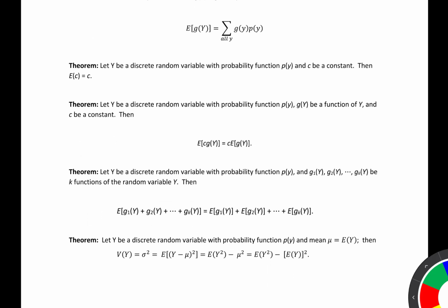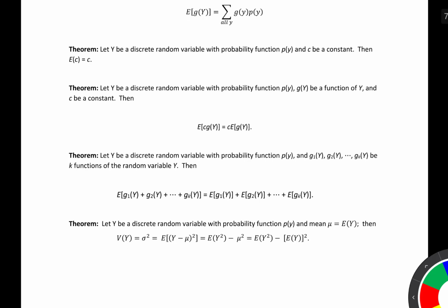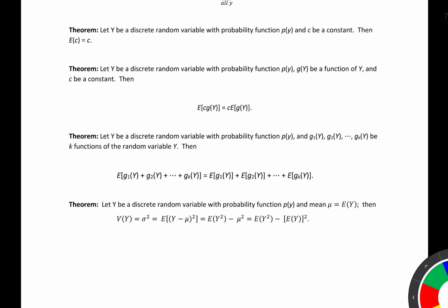Here, if y is a discrete random variable with probability function p of y, and now let's say that we have several different functions of y, then if we look at the expected value of the sum of those functions, that is equal to the sum of the expected values of the functions. And then this brings us to our shortcut formula.